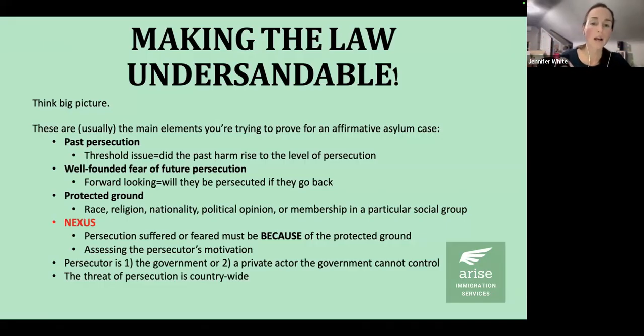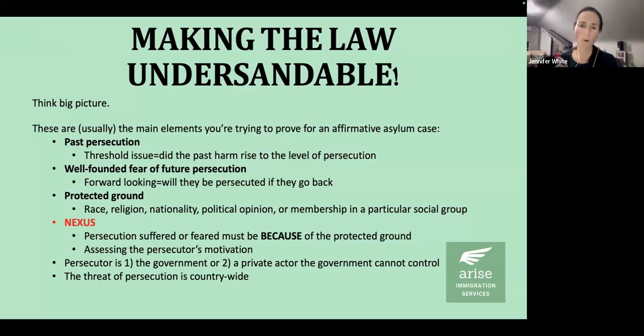And then the protected ground is, you can think about that as targeted persecution, right? So the government loves to argue that people are not eligible for asylum because they fled generalized violence. If you've been around us at Arise, you've heard me talk about that quite a few times. So generalized violence, meaning it's not targeted, right? Anyone's in harm's way. It's just a dangerous country. That's what our government likes to argue, to say that people are not eligible for asylum. The protected grounds are about the targeting, right?